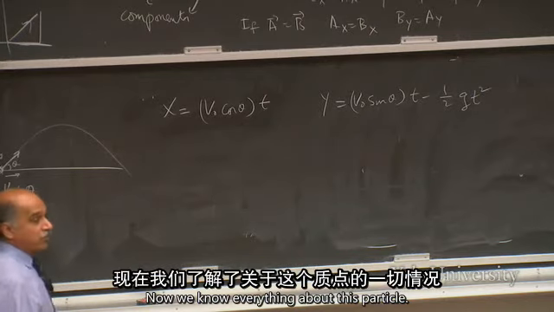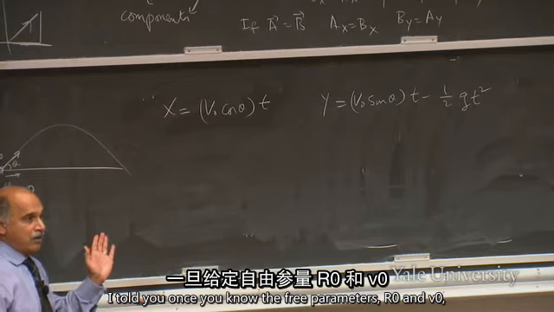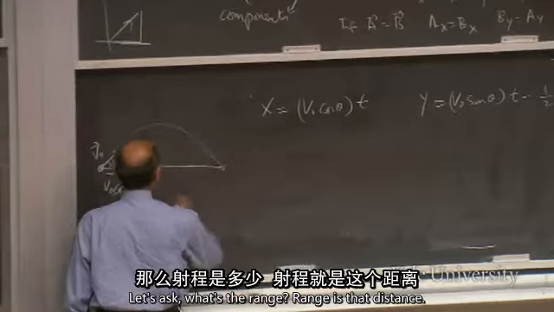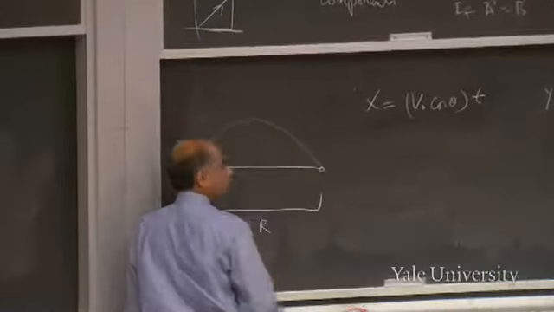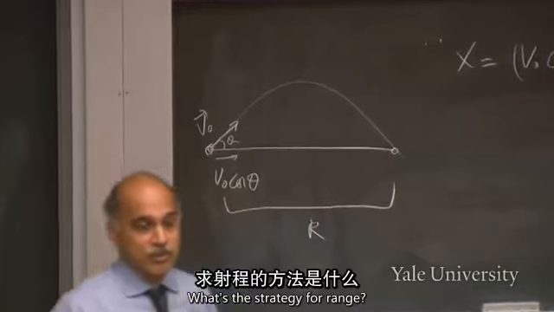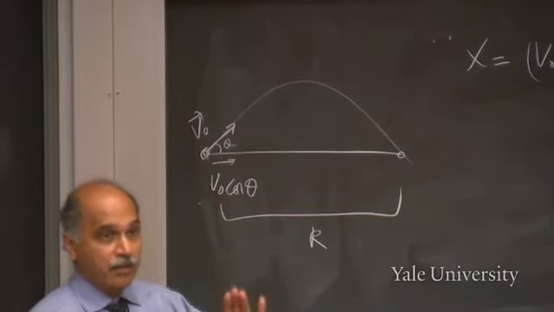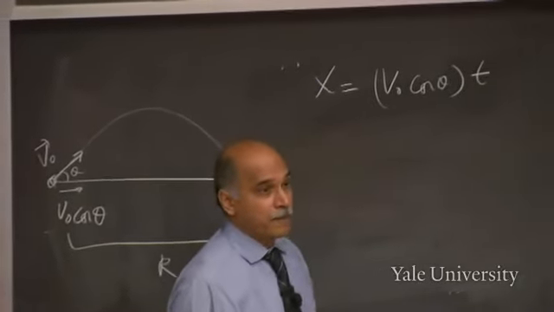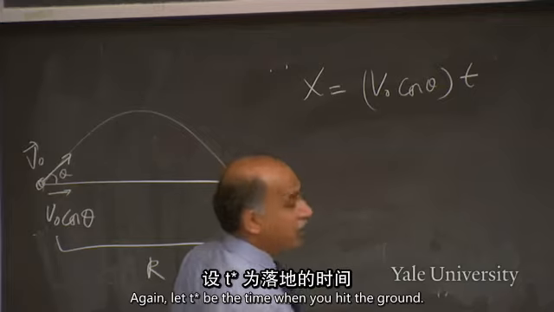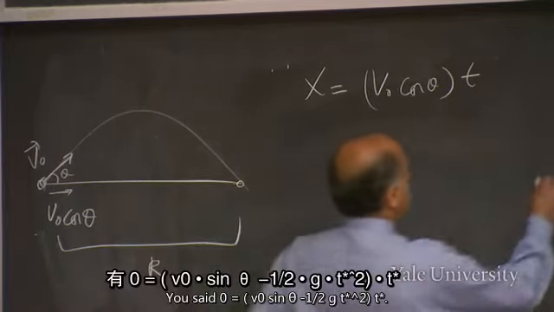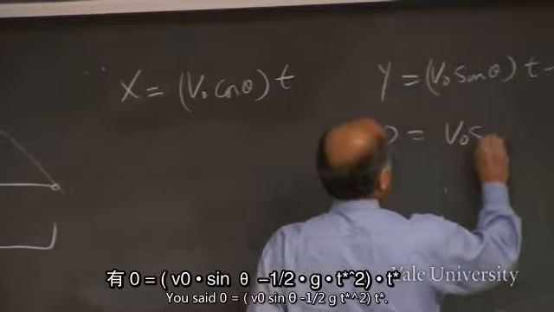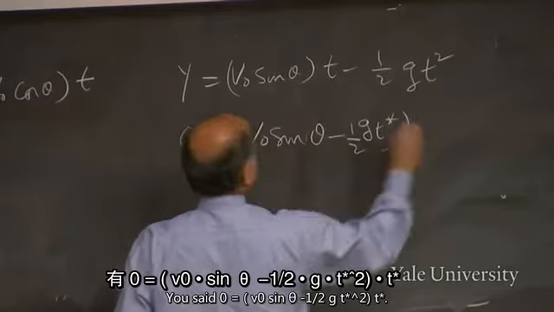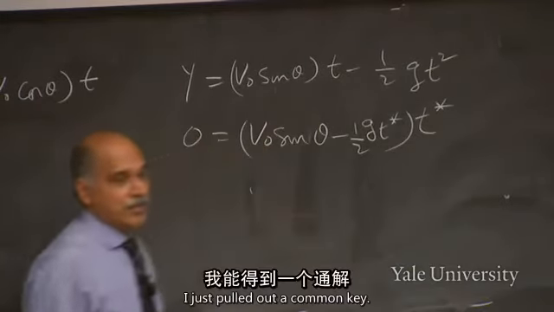Okay, so now we know everything about this particle. I told you, once you know the free parameters, r naught and v naught, you know everything about the future of the object. So let's ask, what's the range? Range is that distance. So what's the strategy for range? You see how long you're in the air, and the whole time you're in the air, you're traveling horizontally at the same speed. So again, let t star be the time when you hit the ground. So you set 0 equals v0 sine theta minus 1/2 g t star times t star. I just pulled out a common t.